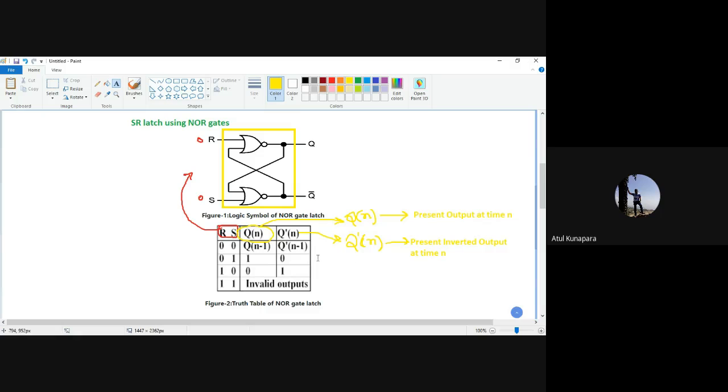Yes, please. Excuse me, sir. Yeah, please. If we start the practical using both these NOR gates, do we need to simultaneously give input to both R and S? See, if you are not giving any input, it will be taking 0.